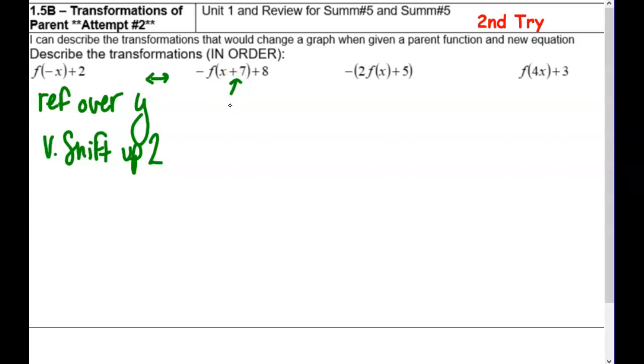That first, which is horizontal shift left 7. You can just write left 7, especially for practice here.